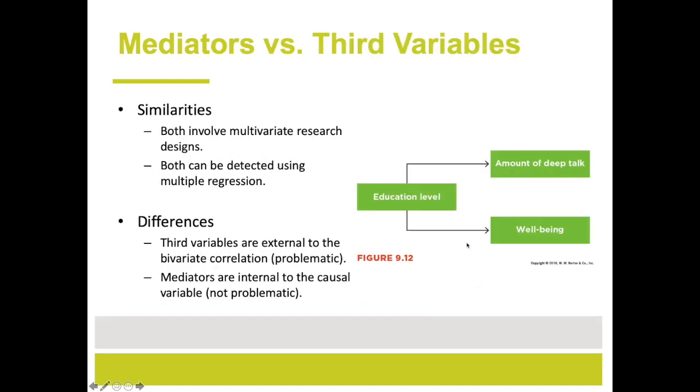So when it comes to mediators versus this third variable idea, similarities between the two: they both involve multivariate research designs, and both can be detected using multiple regression. However, third variables are external to the bivariate correlation, which is problematic. It's not related to the causal relationship between the two variables.